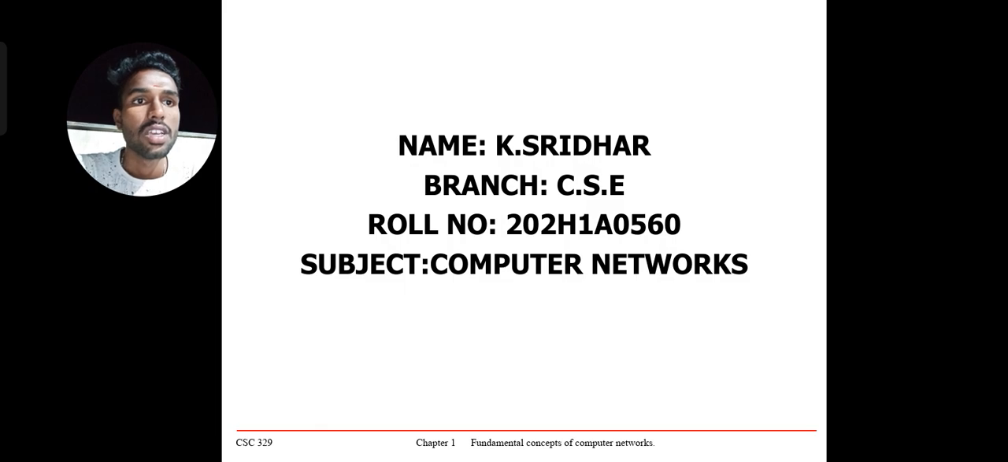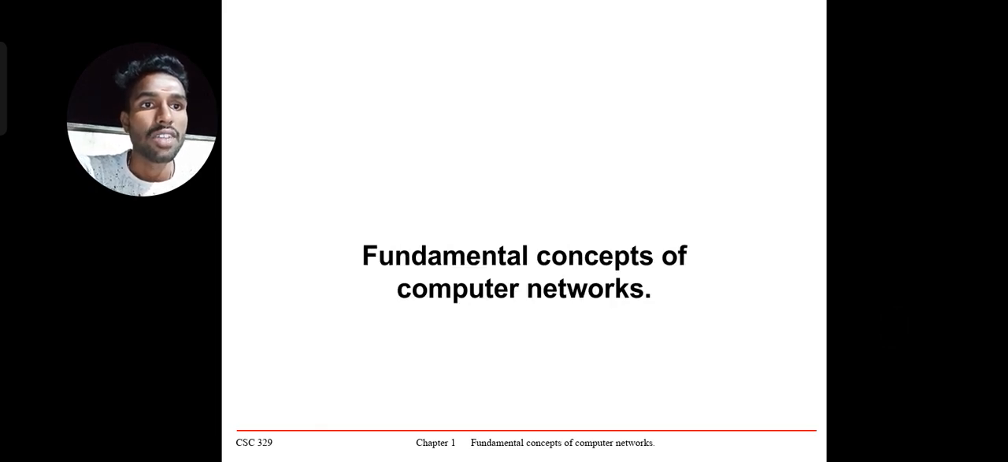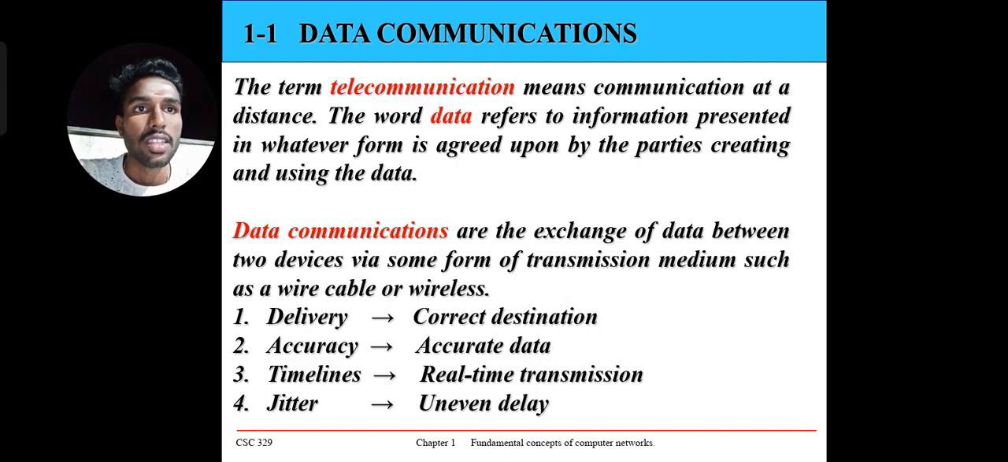I am explaining the topic of computer networks, fundamental concepts of computer networks. Data communication: the term telecommunication means communication at a distance. The word data refers to information presented in whatever form is agreed upon by the parties creating and using the data. Data communication is the exchange of data between two devices using some form of transmission media such as wire cable or wireless. Delivery, correct distance, accuracy, accurate data, timeliness, data transmission, jitter (uneven delay).